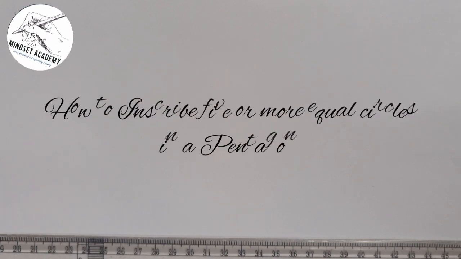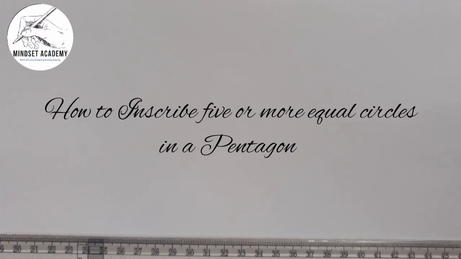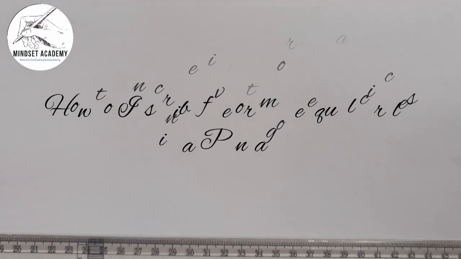In this video, we want to inscribe a circle in a pentagon. Now, since a pentagon is a polygon that has 5 sides, it means that the maximum amount of circle we can inscribe in a pentagon is 5, right? So what we're going to do is this.